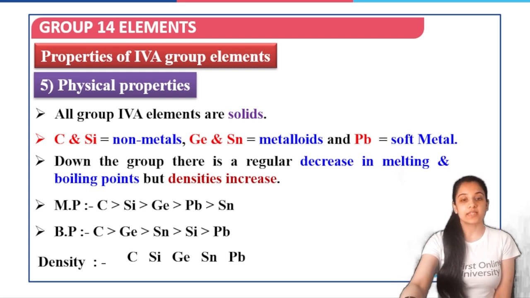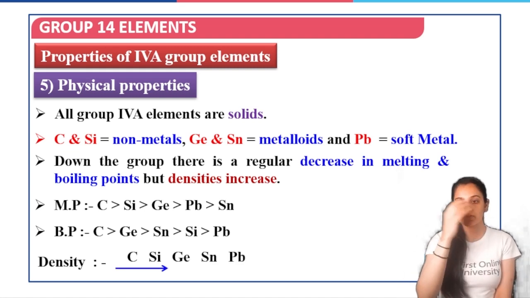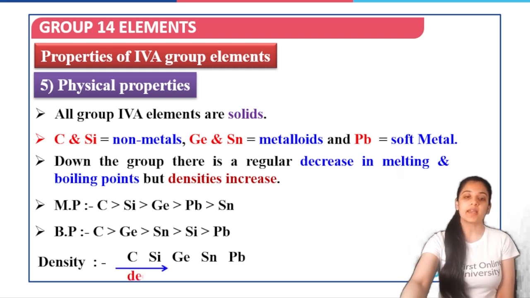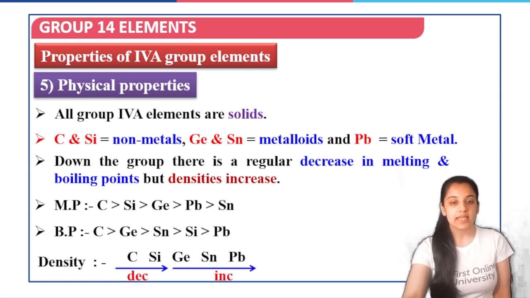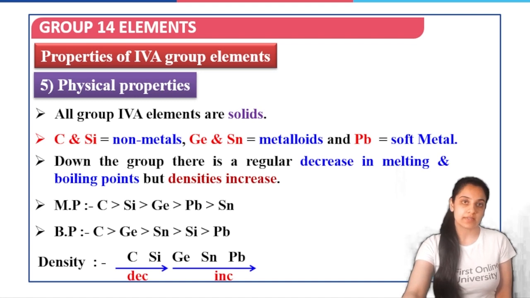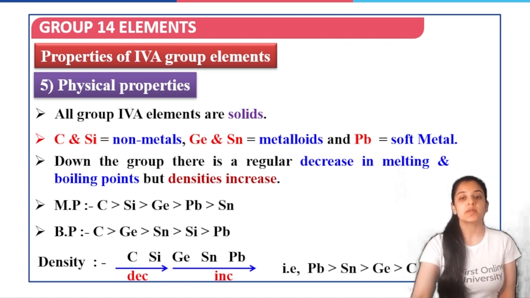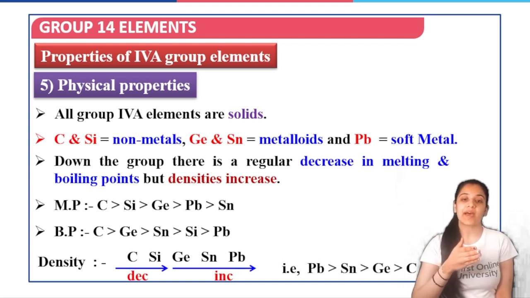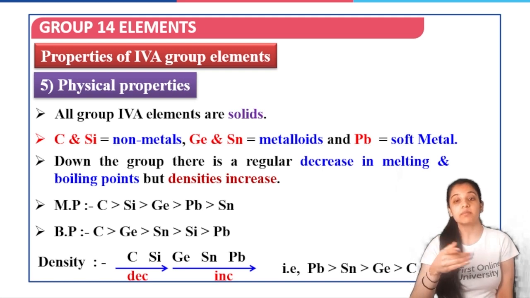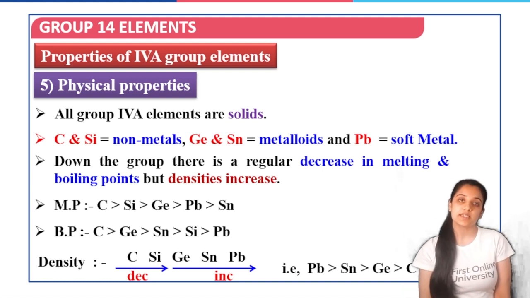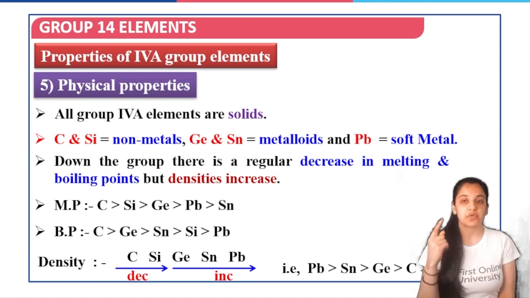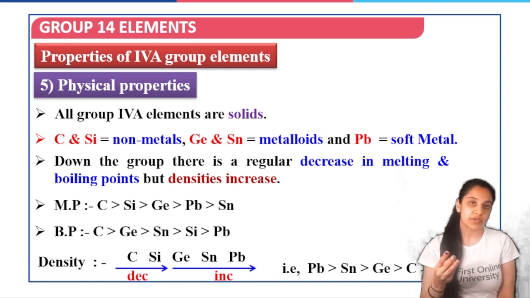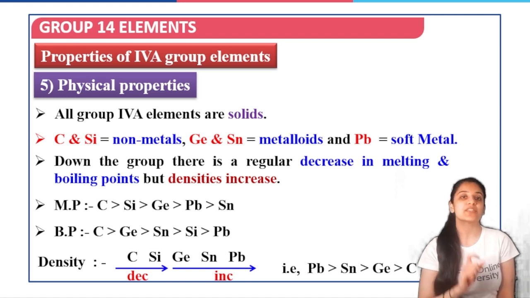And the density order would be from carbon to silicon to germanium to tin and then lead. It's going to first, from carbon to silicon, decrease and then it is going to increase. Okay, this is also something that you have to remember. So lead will have the highest, followed by tin, then germanium, then carbon, and lastly silicon. So all these three trends or orders that we have discussed for melting point, for boiling point, and for density for group 14 elements are very, very important. You will have to learn them.